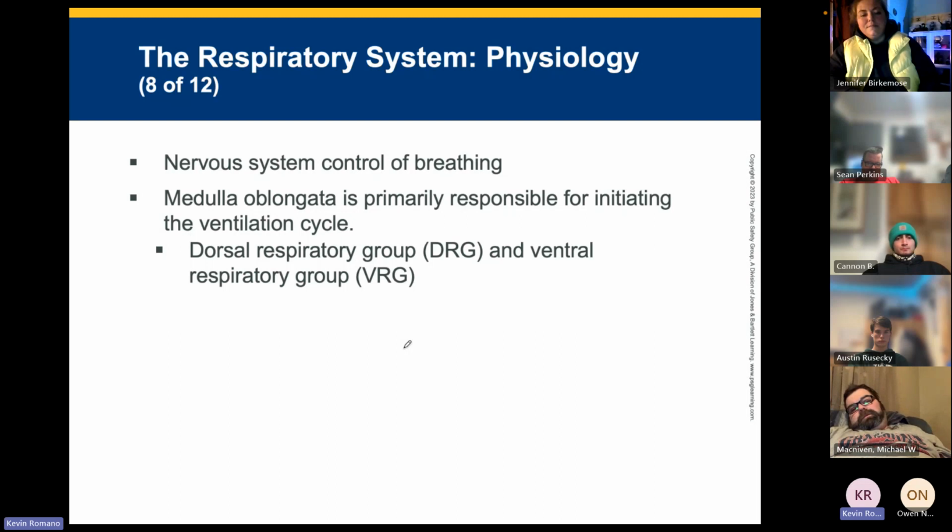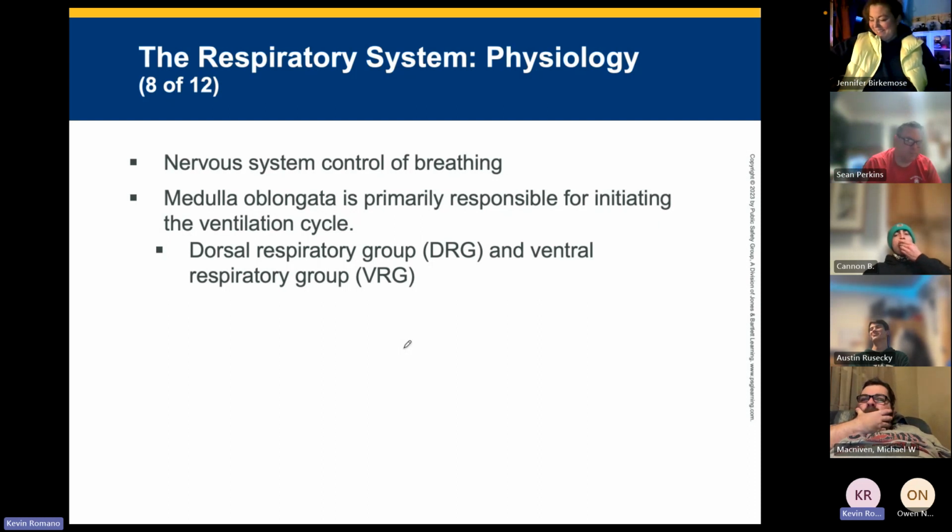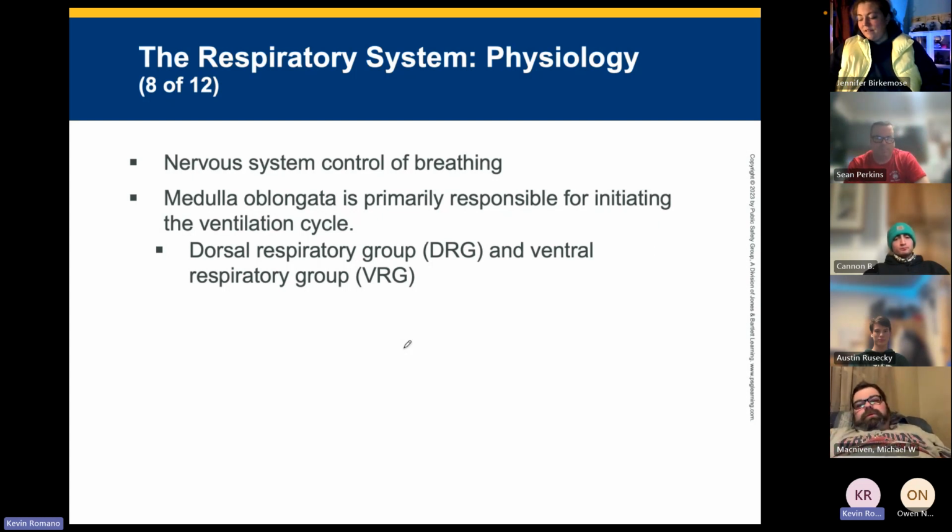All right, nervous system, control of breathing. The medulla oblongata, right, water boy, right, is primarily responsible for initiating the ventilation cycle and is primarily stimulated by high carbon dioxide levels. So as the carbon dioxide goes up, it stimulates to breathe.